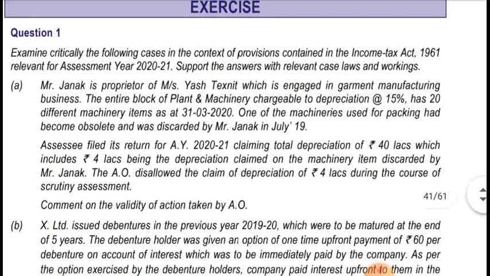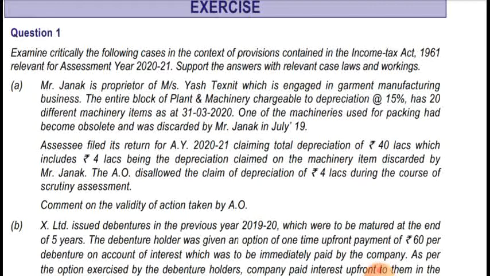Yash Texnet filed its return for the assessment year 2021 claiming total depreciation of 40 lakhs, which includes 4 lakhs being the depreciation claimed on the machinery item discarded by Mr. Janak. The AO disallowed the claim of depreciation of 4 lakhs during the course of scrutiny assessment. Okay, the AO disallowed 4 lakhs. Comment on the validity of the action taken by AO.